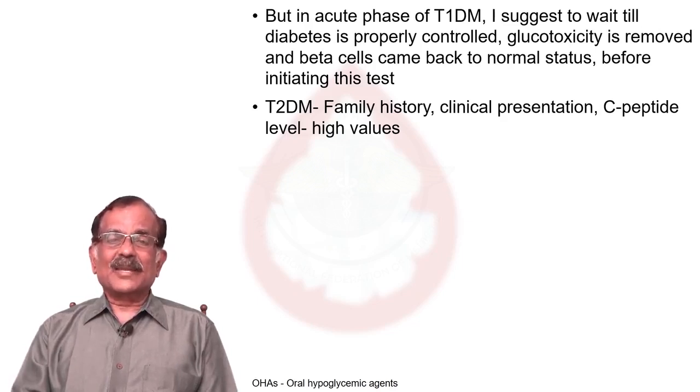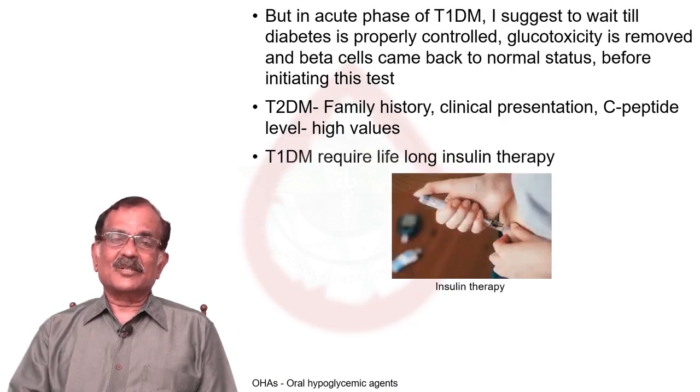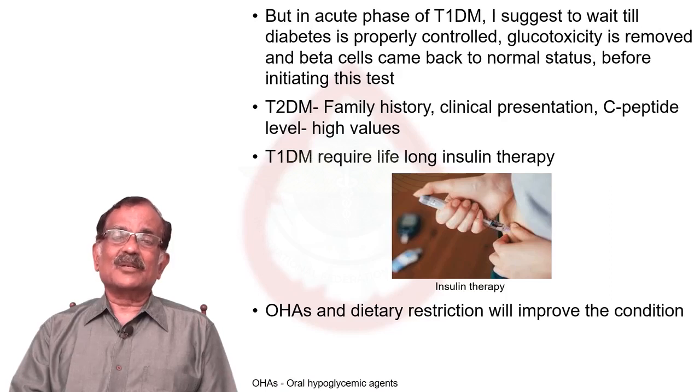The other point which you have to remember is that type 1 diabetes requires lifelong insulin therapy, and if you are not giving a type 1 patient insulin, within a week the patient will land with uncontrolled diabetes leading to ketoacidosis. Whereas in type 2 diabetes, even if the patient does not get insulin, on OHA or diet restriction, they may pull on even with a little hyperglycemia. So that is the other thing.